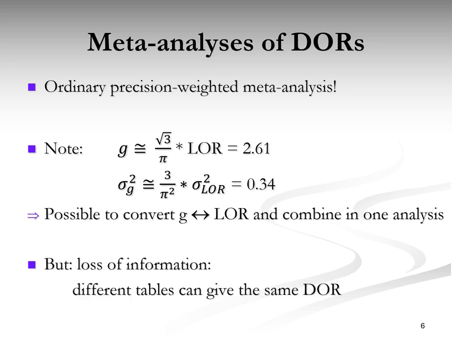Note that by calculating an odds ratio or log odds ratio, you lose some information, in the sense that it's possible that different kinds of tables will give exactly the same odds ratio and therefore also the same log odds ratio. So you lose information that is included in your table by calculating the odds ratio. Can we avoid losing information? Yes, we can.